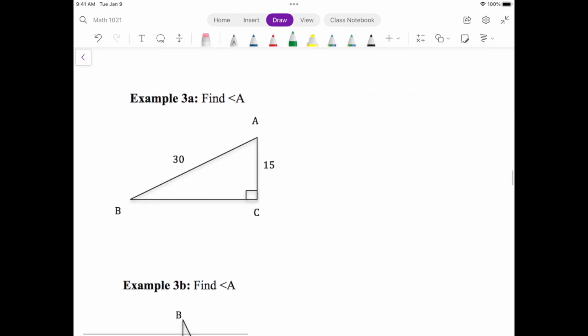So for example, if I want to find angle A, I'm looking for this angle here. So I'm going to find my hypotenuse, which is this side. My opposite is this side, and this side is my adjacent. So in this case, I'm given information about the hypotenuse and the adjacent, so I don't care about the opposite side. The function that uses adjacent and hypotenuse is the cosine function. So cosine of my angle is adjacent over hypotenuse.